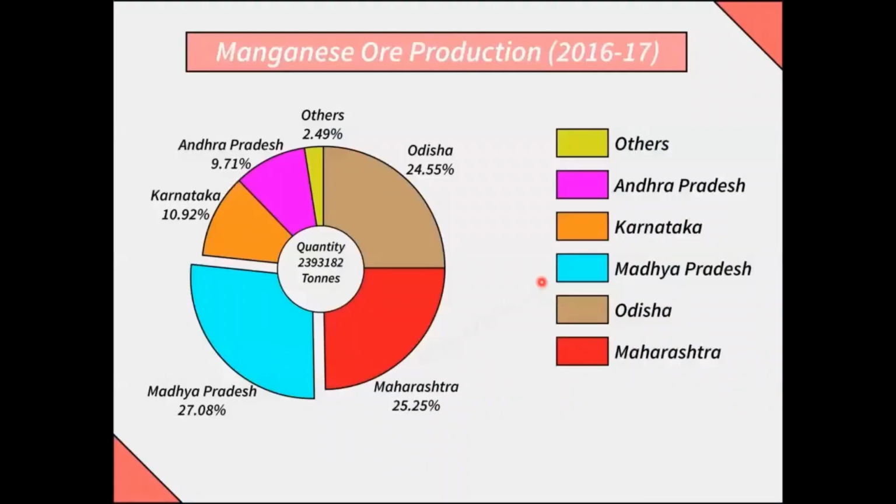If you see here, the new data is given as per 2016-17. Though the percentage will not be asked in your examination, you still need to know how the changes have taken place. So if you see here, Odisha has gone to the third place. Instead, Madhya Pradesh has overtaken in manganese production, and then Maharashtra, and then Odisha is there, followed by Karnataka and Andhra Pradesh. So there is a change in the production.